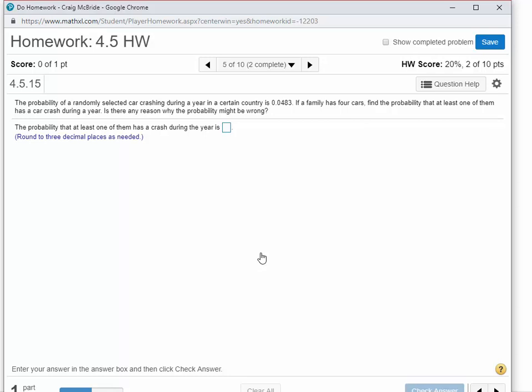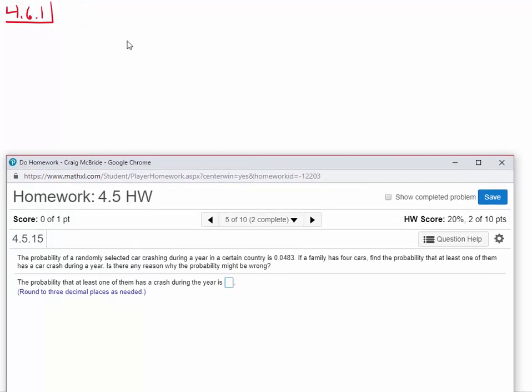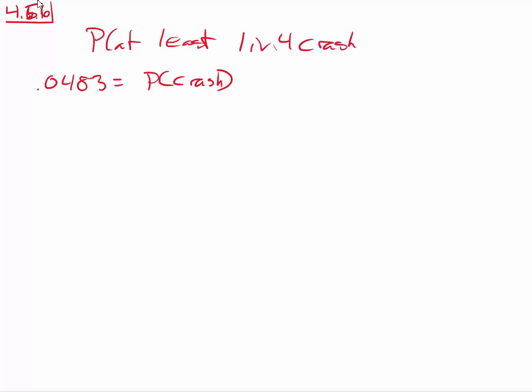The probability that at least one of them has a crash during the year. Well, remember, the probability of at least one is 1 minus the probability of no crashes, right? How many do we have? 4 cars. Okay, so find the probability that at least one of them has a crash. So we take this, it's 0.0483. So we know 0.0483 is the probability of a crash, right? This is number 6, I believe. And this is section 5, not 6. So the probability of at least 1 in 4 crashes is the same thing as 1 minus the probability of no crashes.